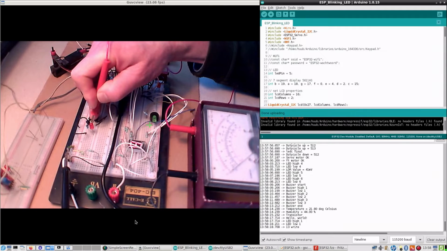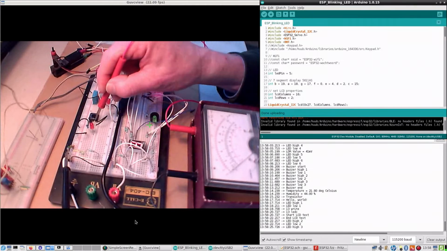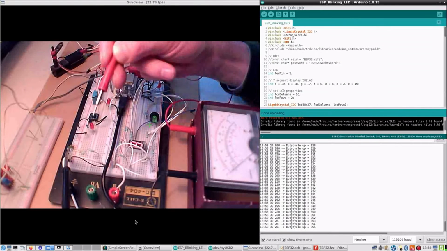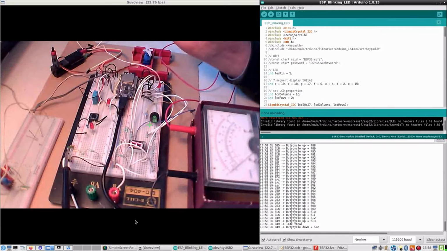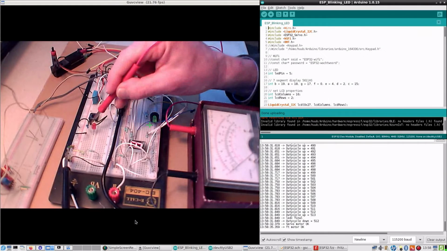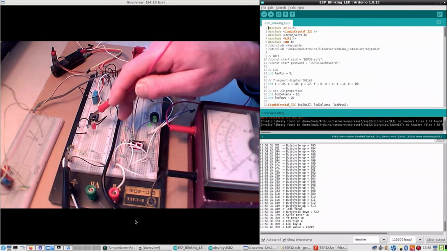And this time nothing is showing up. So that means that here is saying something, but on the other side, on the output side of the transistor, is showing nothing. Hence this LED does nothing. So why is this transistor not doing anything?